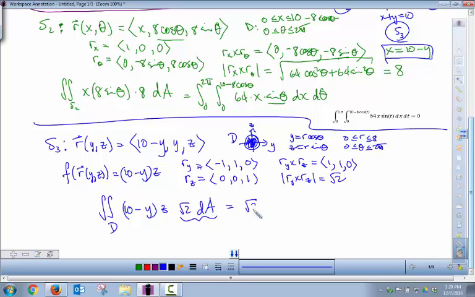All right, let's take the square root of 2 out. I'm going to say 10 minus r cosine theta times z, which is r sine theta. The square root of 2 came out, and the dA becomes r dr d theta. If we integrate with respect to r first, that would be 0 to 8 for the inner integral, and then theta would be 0 to 2 pi.